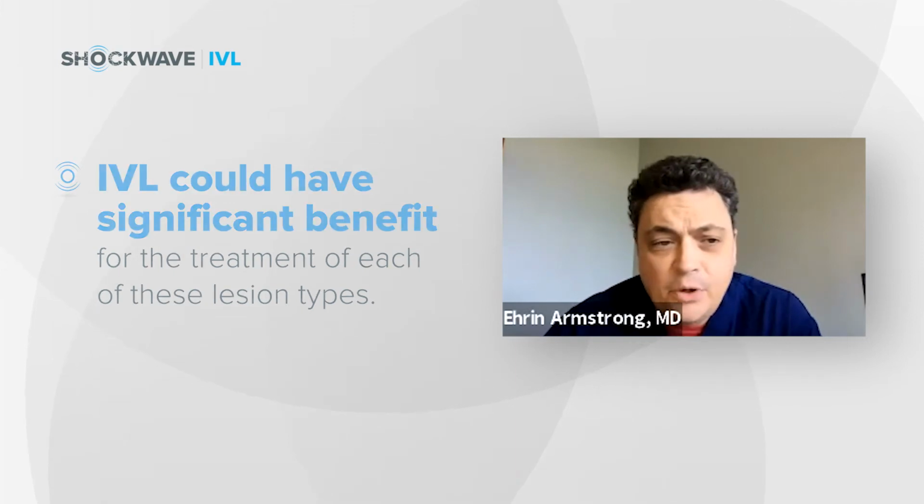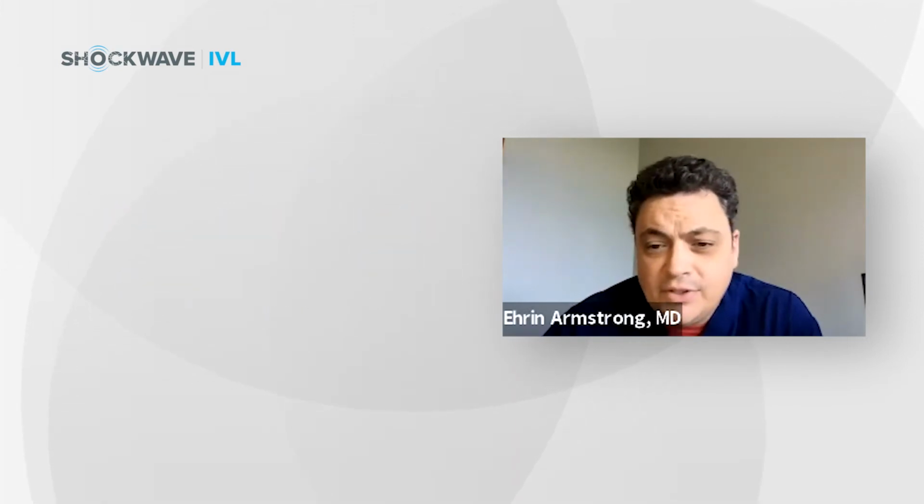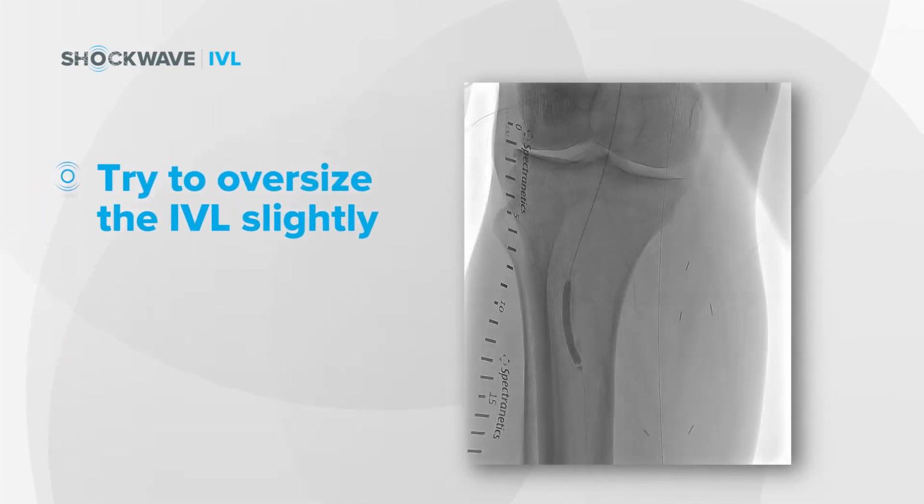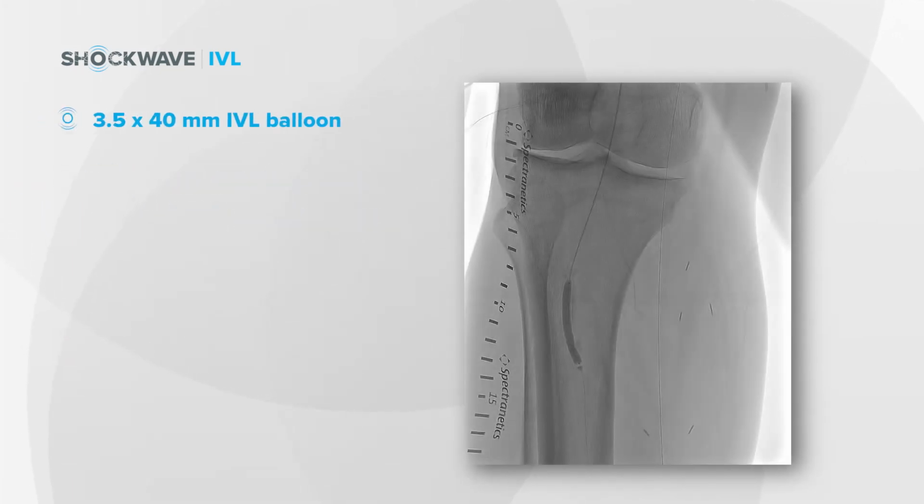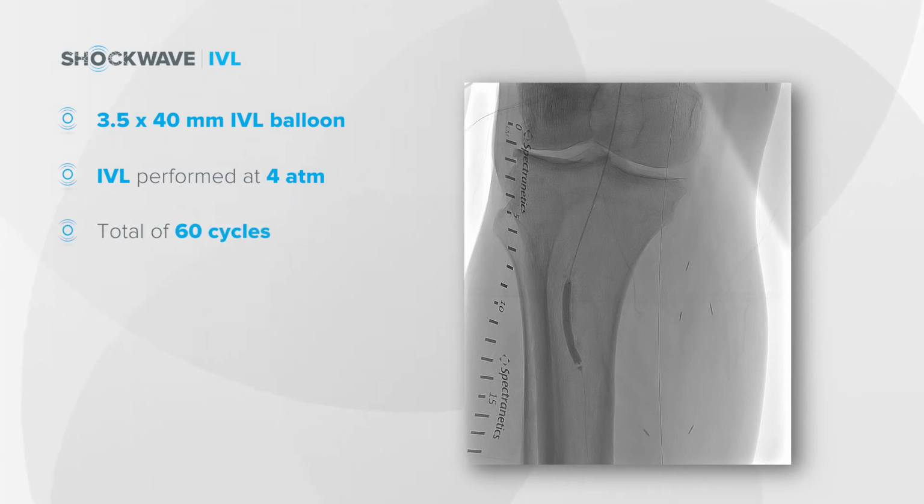In the case of the tibioperoneal trunk, you can see here that the lesion was on the range of 40 to 60 millimeters within the tibioperoneal trunk. And in this case, the vessel eyeballed to be somewhere in the range of around a 3 millimeter vessel. So generally, you want to try to oversize the IVL slightly. So we utilized a 3.5 by 40 millimeter intravascular lithotripsy balloon. I inflated this at 4 atmospheres and performed 60 cycles along the tibioperoneal trunk.